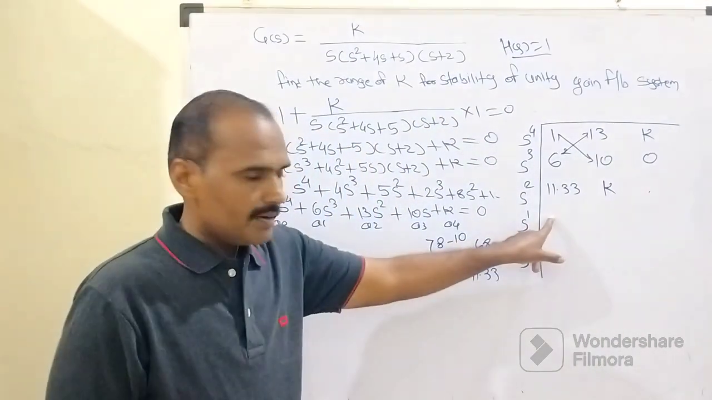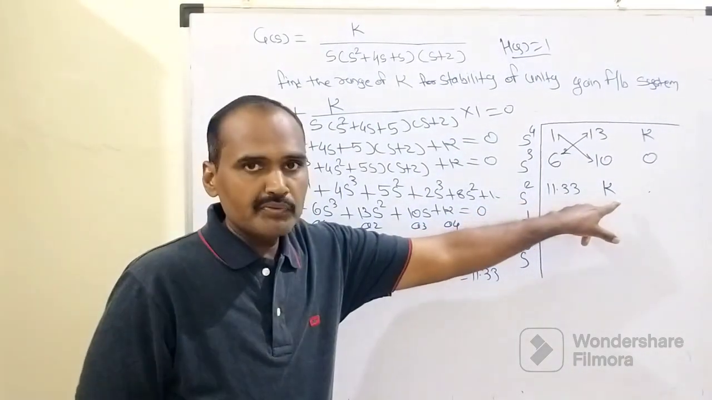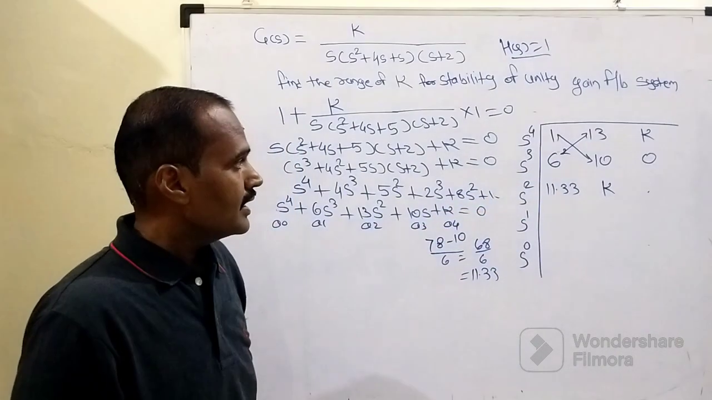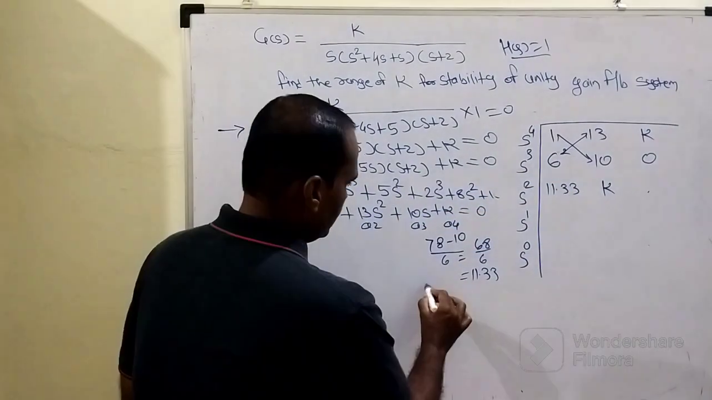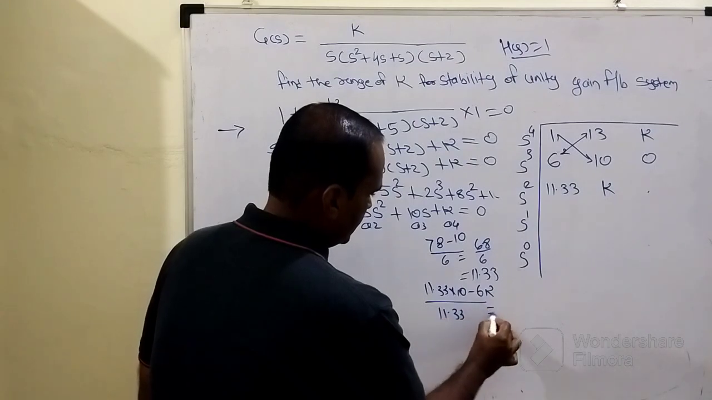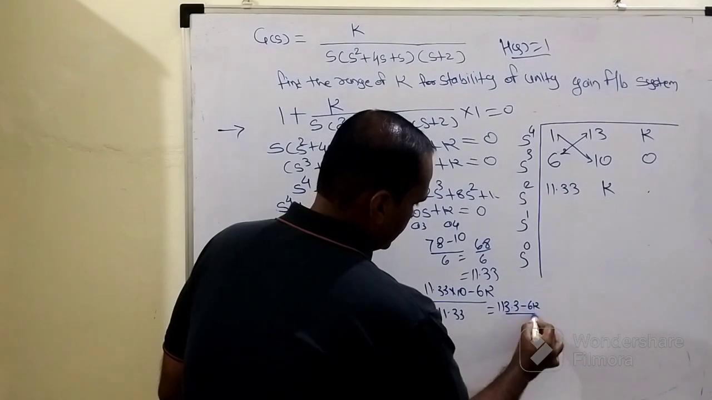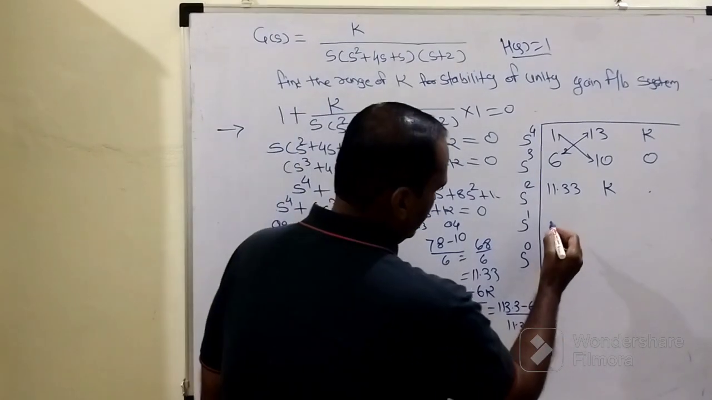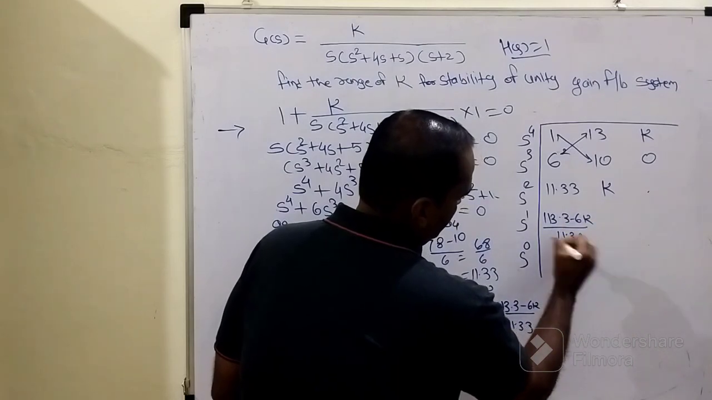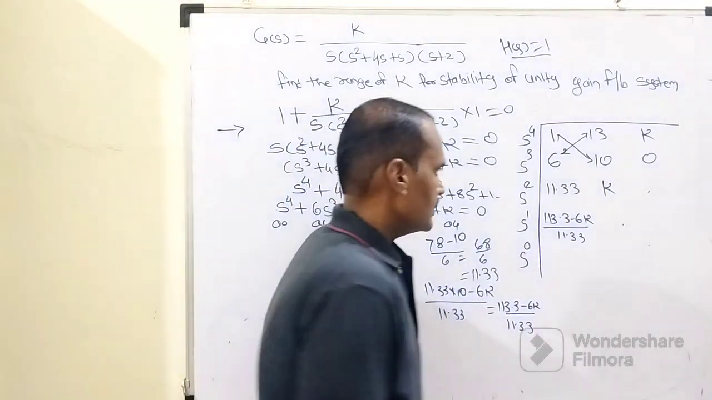Now it's time to declare the elements belonging to the fourth row, whose coefficient is S raised to 1. In the same manner, the way in which B1, B2 are being tabulated, in order to decide the desired values of C1 and C2, the previous two rows are being taken into account. So 11.33 into 10 minus 6 into K divided by 11.33. So it will become 113.3 minus 6K divided by 11.33. This element will become 0 because 11.33 into 0 divided by this has no use, so it will become 0, right?